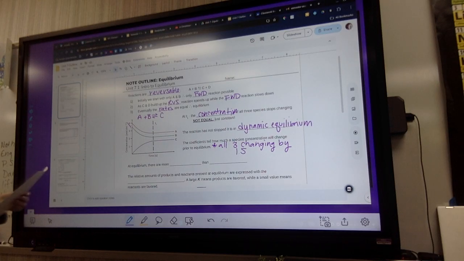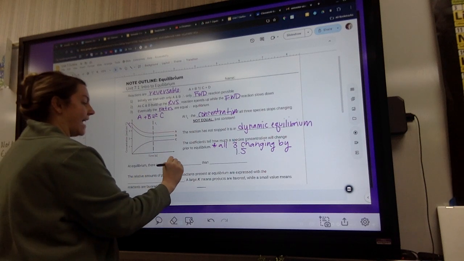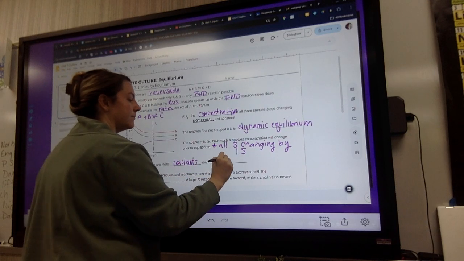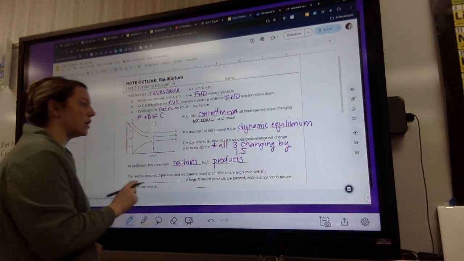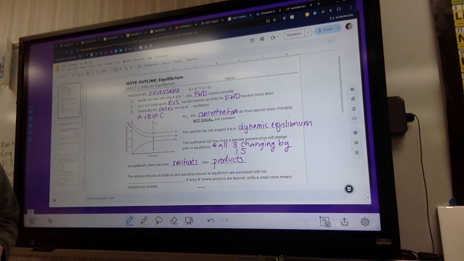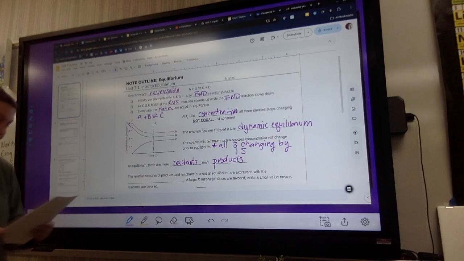So at equilibrium, there are more reactants than products. We can just see that, right? We have more of A and B than we do of C. So even though this proceeded forward, we still have more reactants left over than the products that were made.